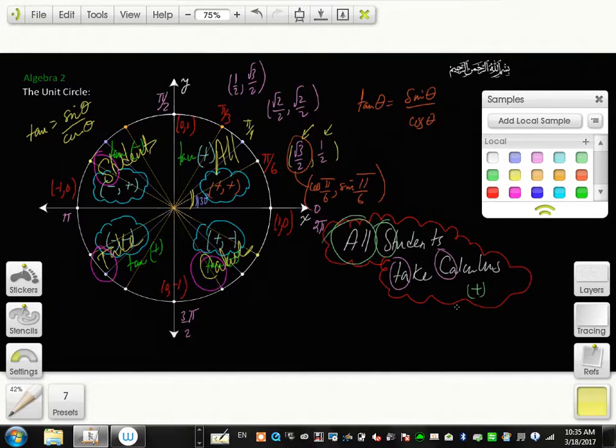So this is a mnemonic, it just helps you remember the signs of each of these, whether they're positive or negative in each quadrant. Does that make sense? Okay. And that's just a handy dandy tool. It's not that you cannot derive these quickly if you needed to, but this is just a faster way of doing that. Does that make sense? Okay.